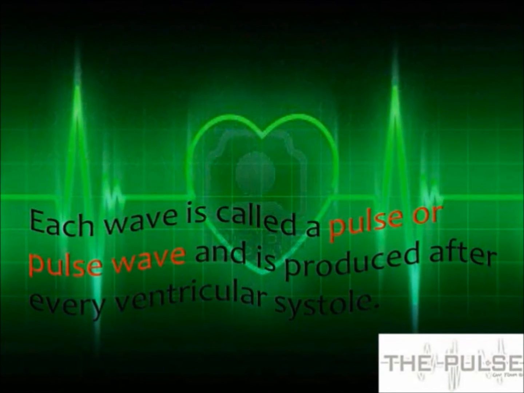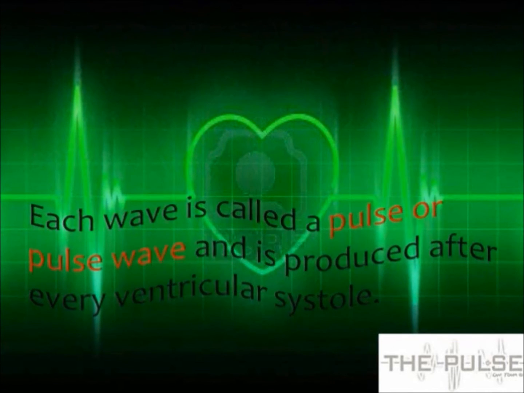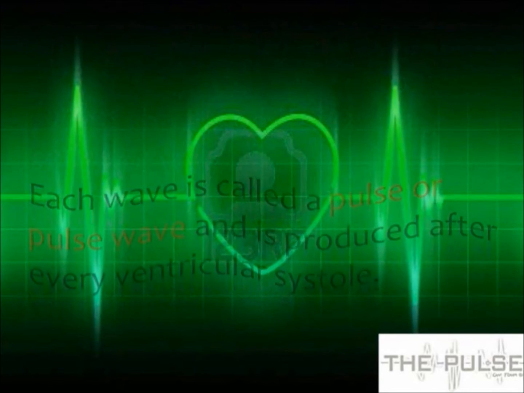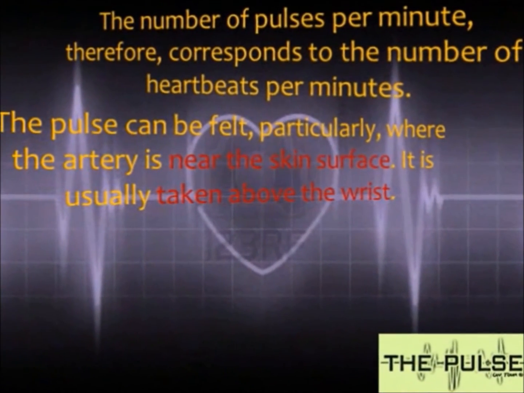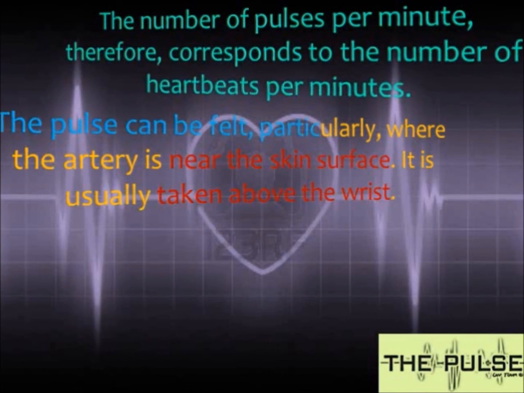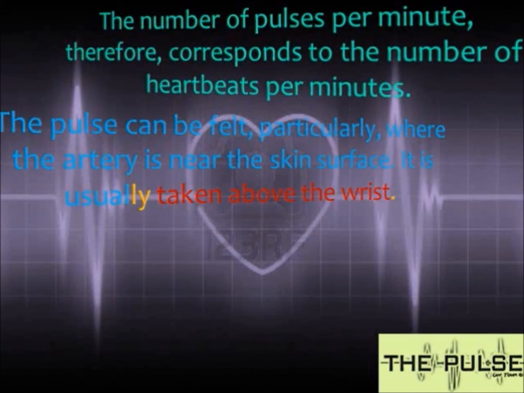Each wave is called a pulse or pulse wave and is produced after every ventricular systole. The number of pulses per minute therefore corresponds to the number of heartbeats per minute. The pulse can be felt particularly where the artery is near the skin surface. It is usually taken above the wrist.